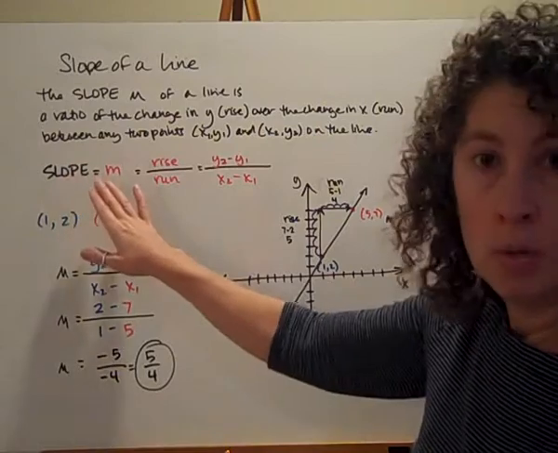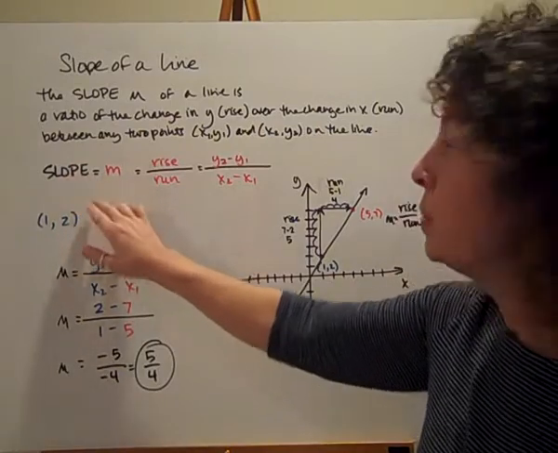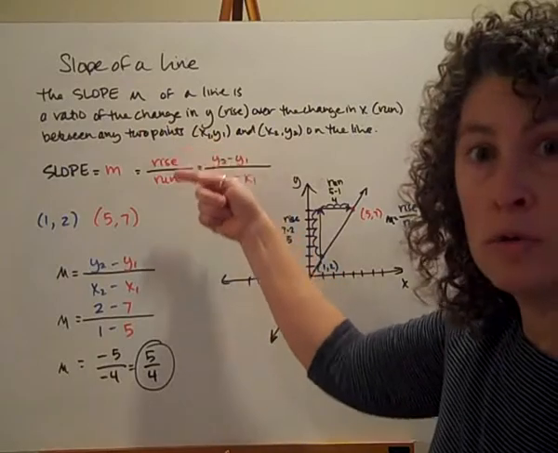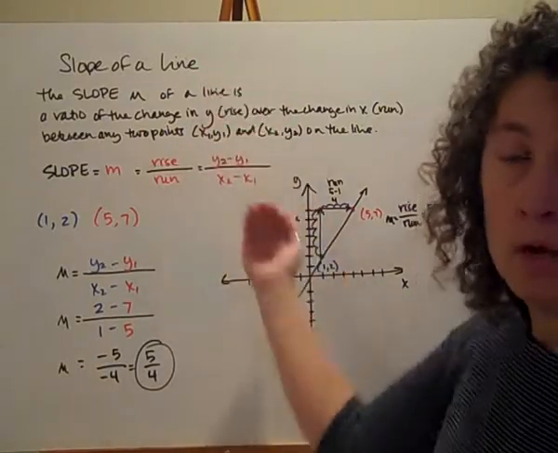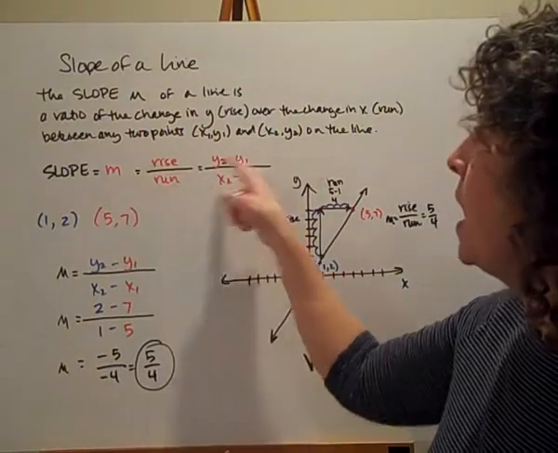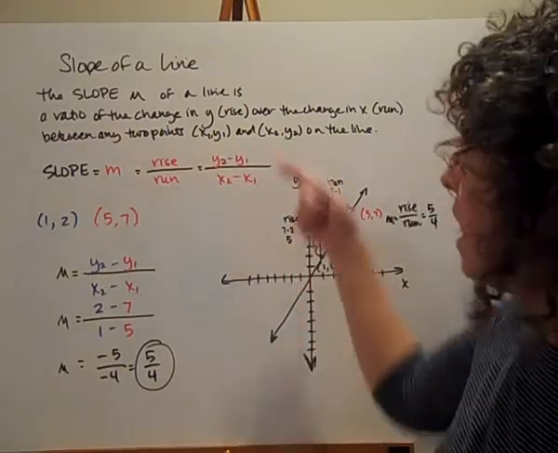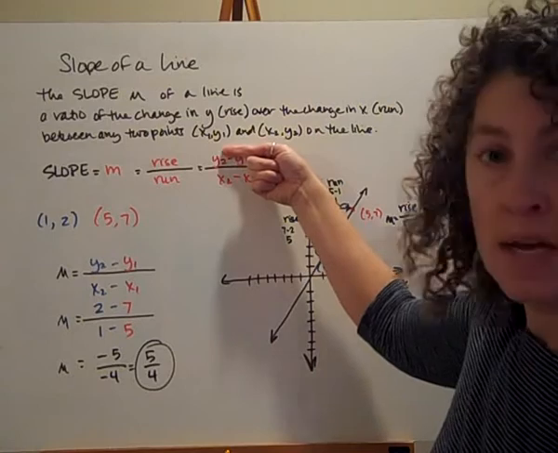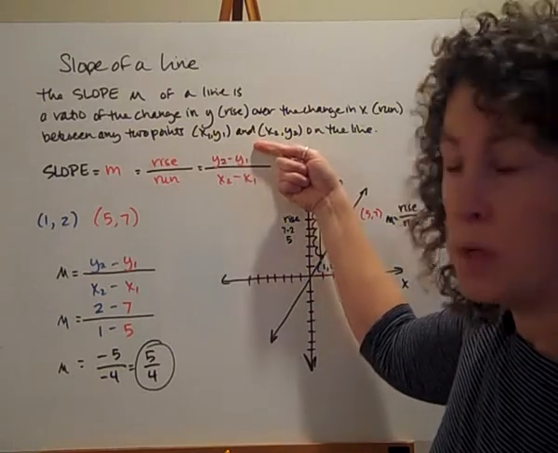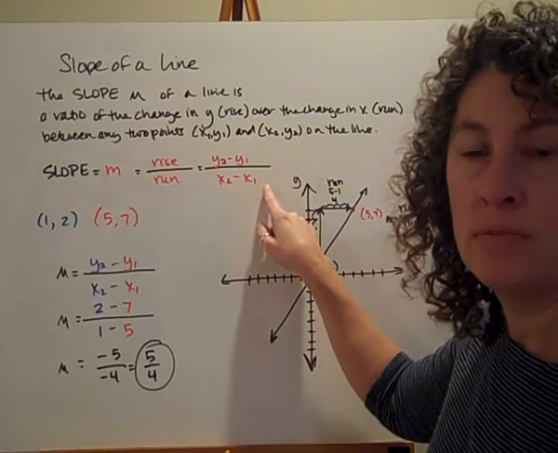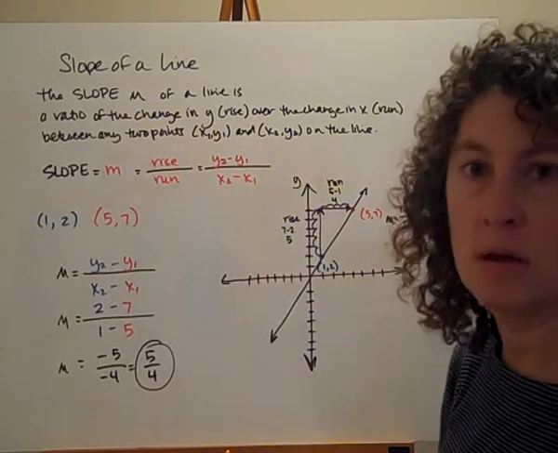So for slope, we use the letter m to represent slope. Again, think about mountain slopes. We talk about the rise over the run. Rise is going up and down. Run is going side to side. In my slope formula, I can take the y value of my second point, subtract the y value of my first point, over the x value of my second point minus the x value of my first point. We're going to put this into action and see how that works.